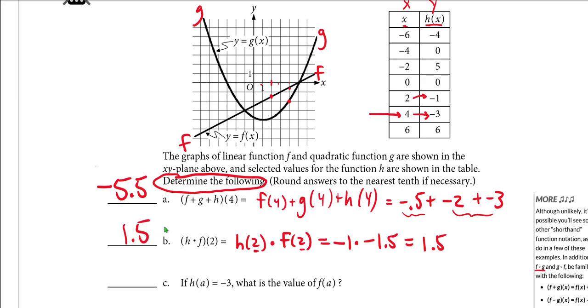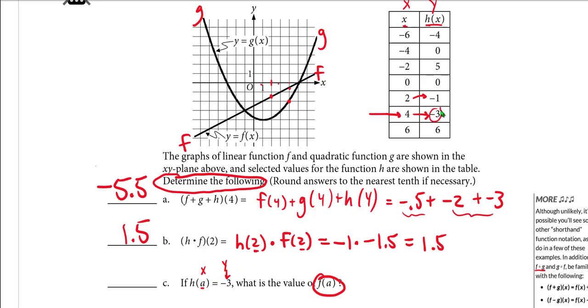In terms of c here, h of a equals negative 3, what is the value of f of a? So again, this is an output, right? This is an h of a or h of x value right here. So the a is the input, that's the x. And then this guy over here is the y, which means what I need to do now is look for that negative 3, not in the first column. It's not given to us in the first column. I need to look for that negative 3 in the second column and then find out what x value in the first column produces that negative 3. This is one of those output to input questions. I'm given an output, I need the input.